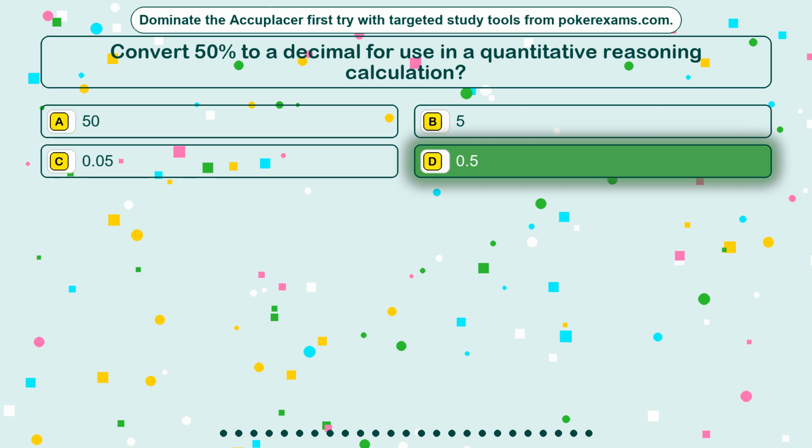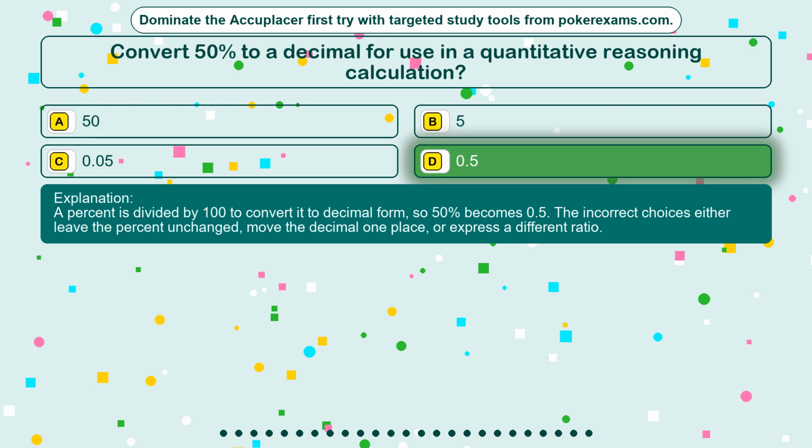The correct answer is option D, 0.5. A percent is divided by 100 to convert it to decimal form, so 50% becomes 0.5. The incorrect choices either leave the percent unchanged, move the decimal one place, or express a different ratio.